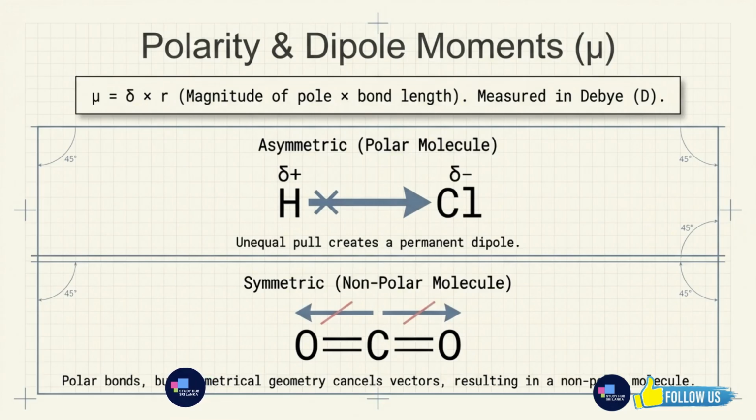But then look below at carbon dioxide. It absolutely has polar bonds, but because VSEPR theory dictates perfectly linear, symmetrical geometry, those pull vectors exactly cancel each other out in opposite directions. The result? A completely nonpolar molecule. It just goes to show shape really does matter.